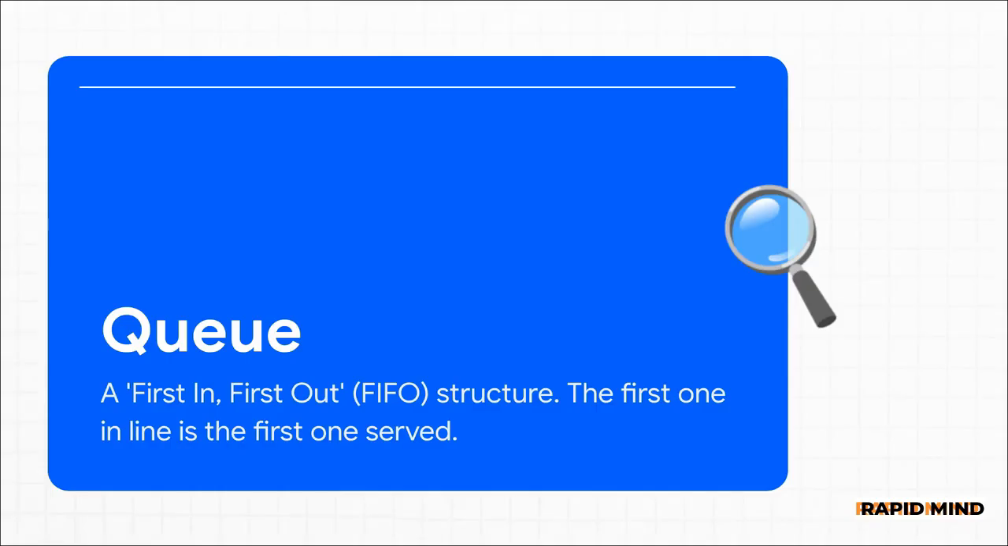This gives us the main rule for a queue: first in, first out, or FIFO. It's the total opposite of the stack's LIFO principle. With a queue, it is all about the order of arrival. First come, first served. Simple as that.